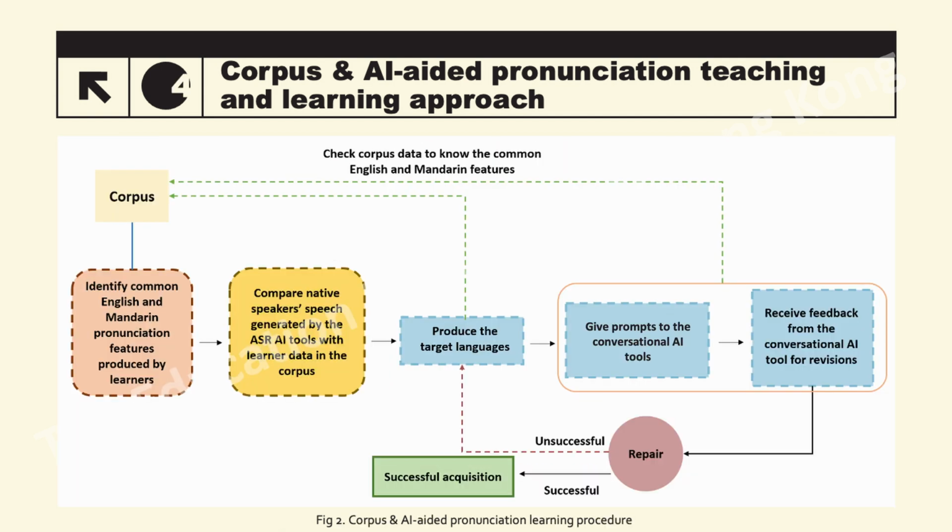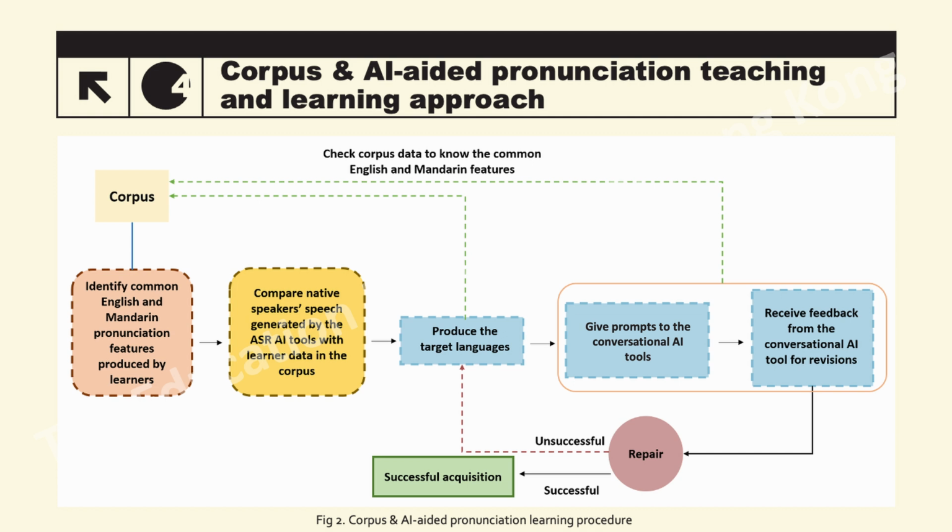In general, we follow this procedure to integrate corpus and AI to learn pronunciation. First, we check the corpus data and identify common pronunciation features produced by learners. Then, we compare the learner's pronunciation with the native speaker's speech, generated by text-to-speech AI tools. After that, we produce our own speech and give prompts to the conversational AI tools. The tools will give us feedback on our pronunciation.